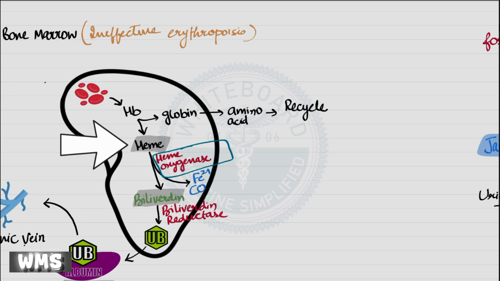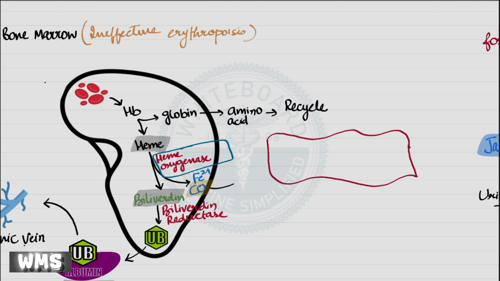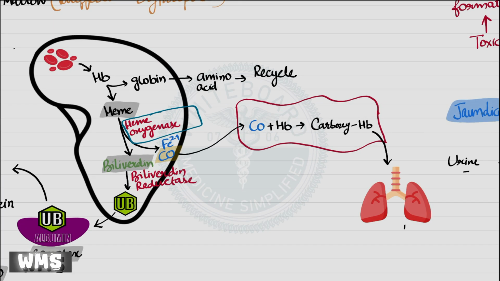When heme is broken down, one of its byproducts is carbon monoxide. So every molecule of heme breakdown produces one molecule of carbon monoxide. As carbon monoxide diffuses into the bloodstream, it binds to hemoglobin, forming a small amount of carboxyhemoglobin. From here it is carried to the lungs and exhaled in breath. So a tiny fraction of exhaled air normally contains carbon monoxide, produced by our own metabolism.